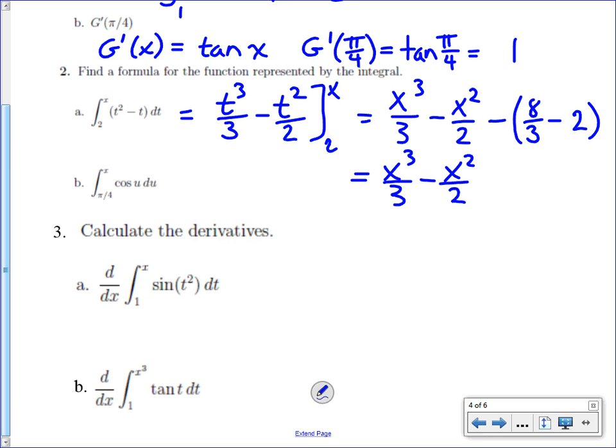Okay, so this will become, if I convert the 2 to 6 over 3, and then subtract my numerator, that's going to become minus 2/3.